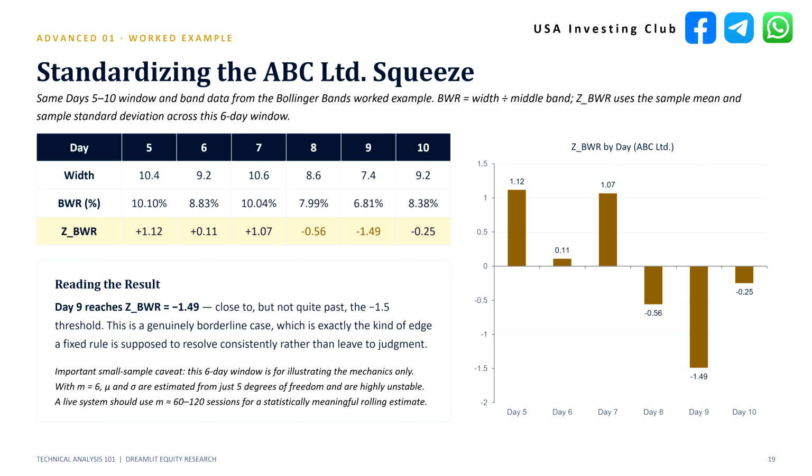One important caveat before we move on. This 6-day window is for illustrating the mechanics only. With M equal to 6, the mean and standard deviation are estimated from just 5 degrees of freedom, and they are highly unstable. A live system should use M of roughly 60 to 120 sessions for a statistically meaningful rolling estimate. We'll return to exactly this point in the caveat slide ahead.